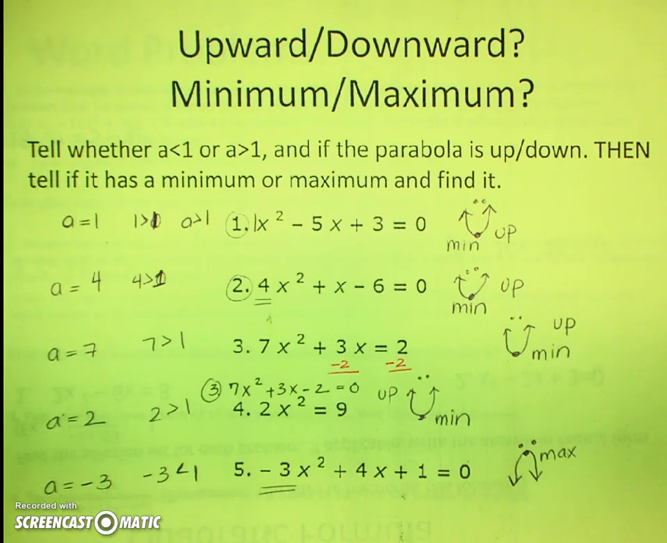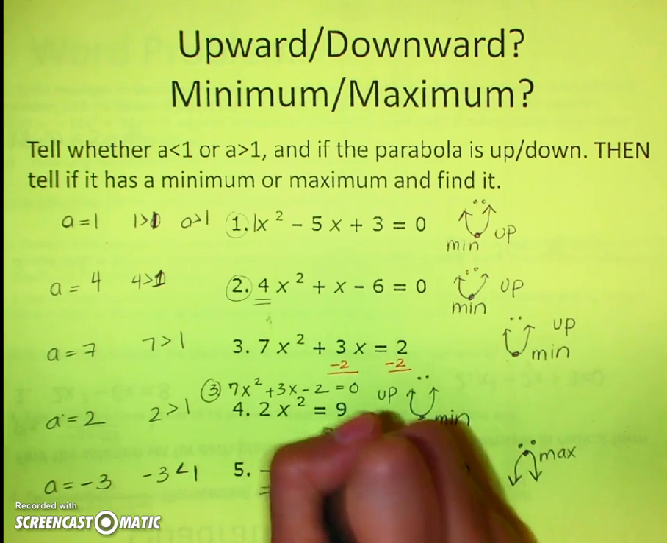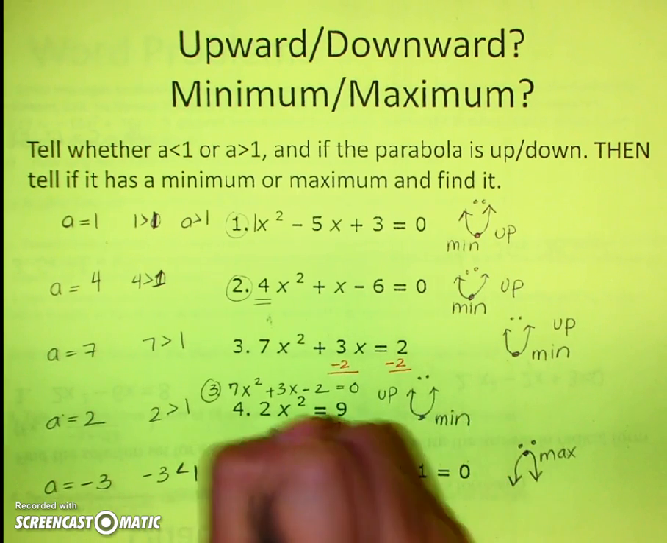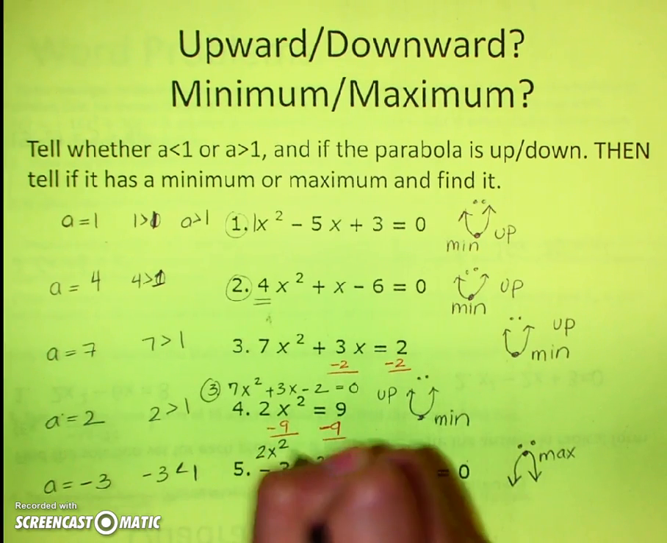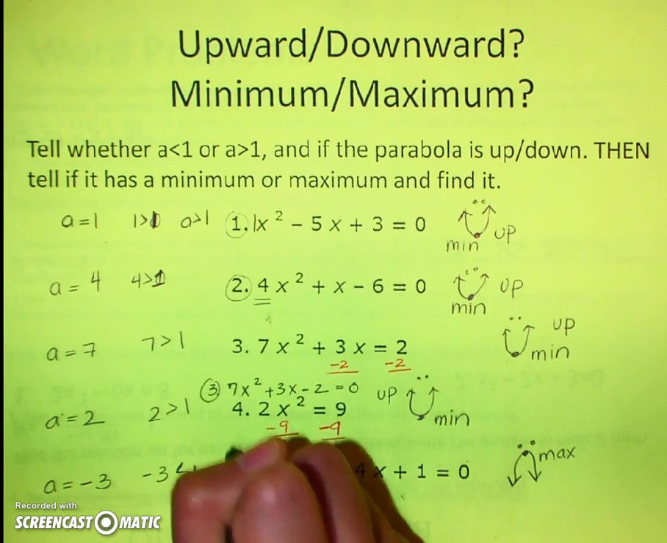Okay, number 4 is similar. Number 4 says 2x squared is equal to 9. Well, I can't leave the 9 there, so I have to subtract 9 from both sides. And you're left with 2x squared minus 9 is equal to 0.